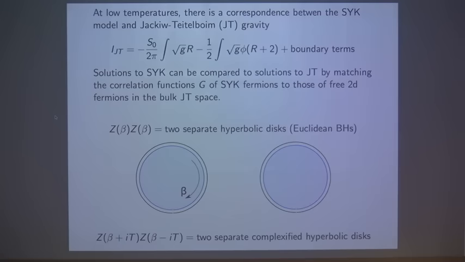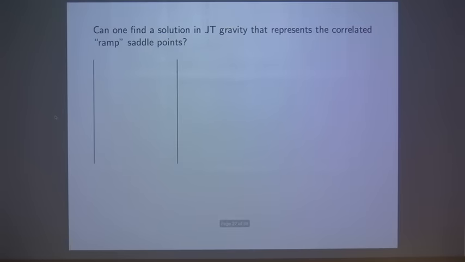Now, the saddle point that we discussed first, that uncorrelated saddle point, is one for Z of beta plus iT, Z of beta minus iT. And in Jackiw-Teitelboim language, that becomes two separate complexified hyperbolic disks. Okay, so now what we'd really like to do is find a solution in JT gravity that represents the correlated ramp, the correlated solution that represented the ramp.